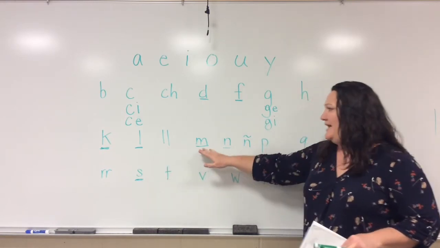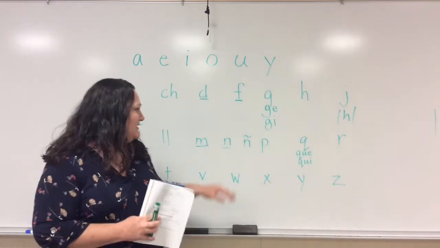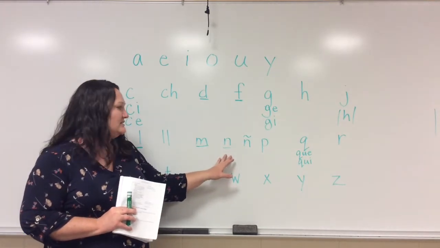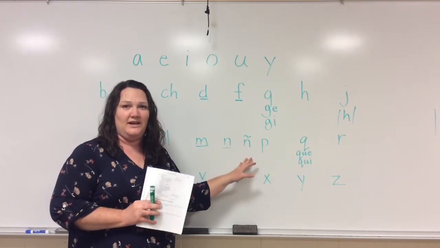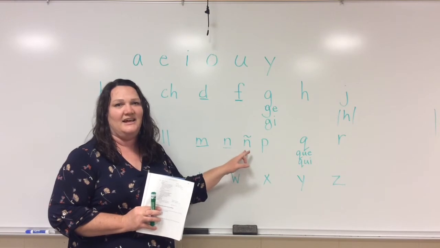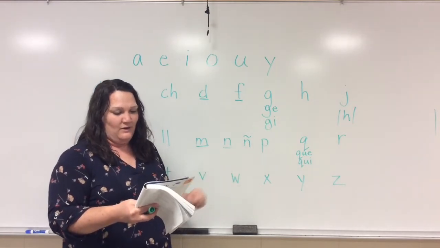Okay, now our M says just like in English. And we come over here to the N. N says just like in English. And with the little squiggly line above it, there's another new letter for you. That's called the tilde. And that's going to say nya, like onion, nya. Or canyon.